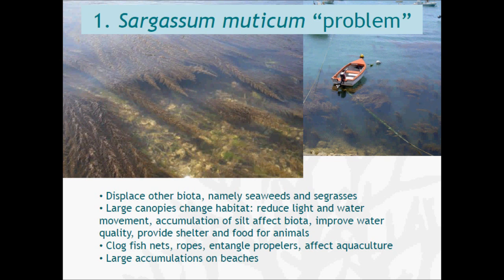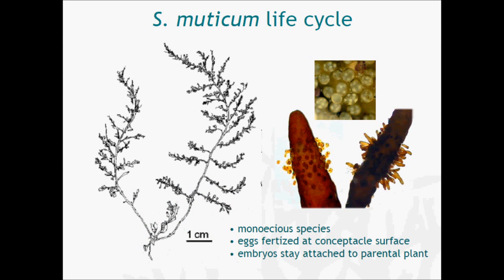Okay, so let's look at the Sargassum muticum life cycle. The plants are like this. It's a monoecious species, meaning that both sexes are on the same plant. This can be a good trait for invasiveness. You don't need another plant. The eggs are fertilized at the receptacle surface, and many times the small embryos develop on top of the plant. This is very good for dispersal. And so if these plants can float to other places, they release little plants which can be more effective and can survive more.